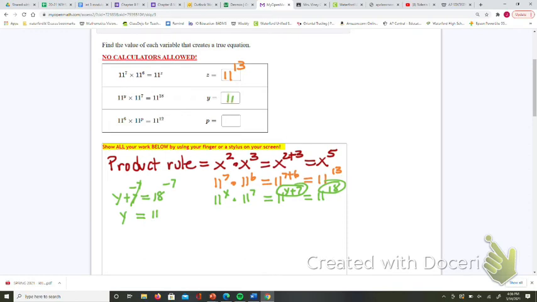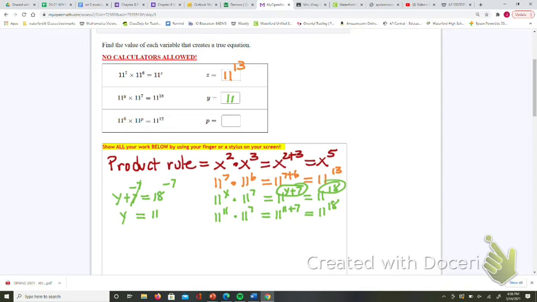So 11 to the 11th times 11 to the 7th equals 11 to the 18th. So I'm going to write that down so you can see. 11 to the 11th times 11 to the 7th equals 11 to the 11 plus 7, which equals 11 to the 18th. And see how it works now?